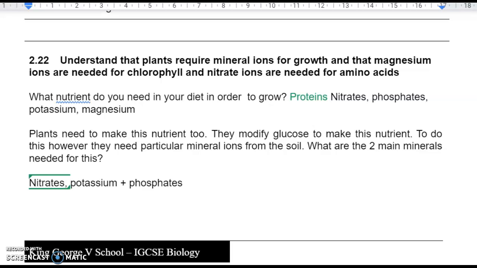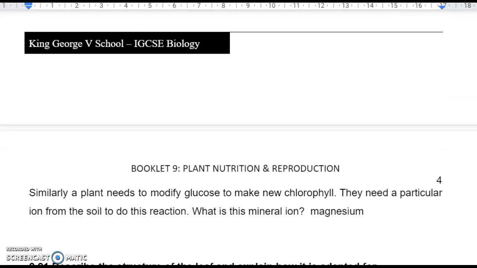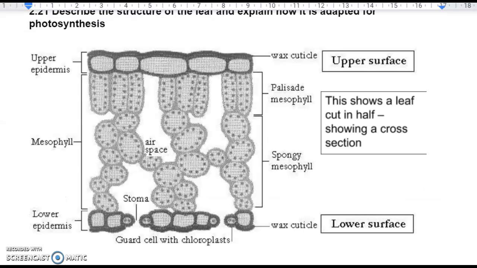So you've got potassium as well. They get fertilizers as well, which contain nitrogen, phosphorus, and potassium, NPK. So they're important for that. Similarly, a plant needs to modify glucose to make new chlorophyll. They need a particular ion from the soil to do this. What is this mineral? And that is magnesium. We'll look at where you can find evidence for that in a second.